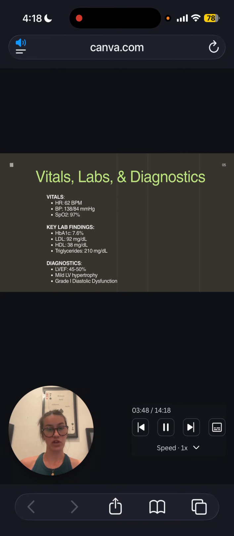Let's see. So, some of his vitals, labs, and diagnostics. So, as I listed all here, we can read them all. So, I'm just going to go over it briefly. Heart rate of 62, which is a little low. He has a BP of 138 over 84, which is classified as hypertension, and SpO2 of 97%. His hemoglobin A1C test is 7.6%, which is elevated. His LDL is 92. His HDL is 38, which is low. And his triglycerides are 210 milligrams per deciliter, which is high.